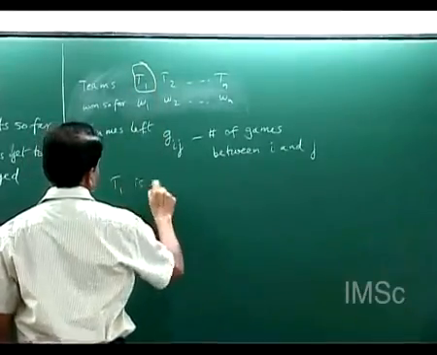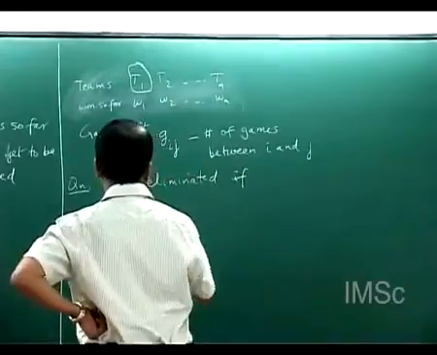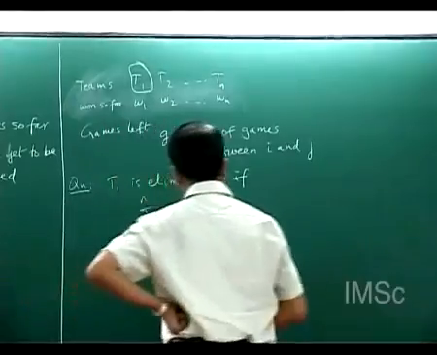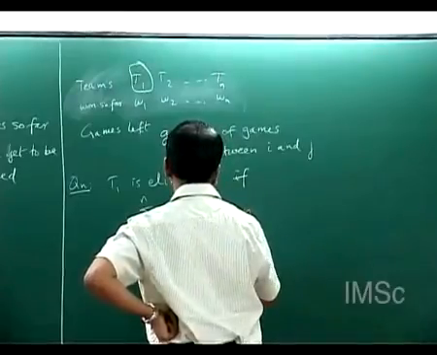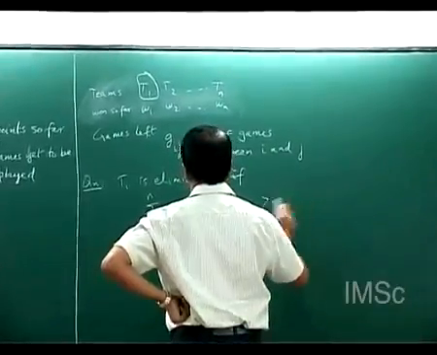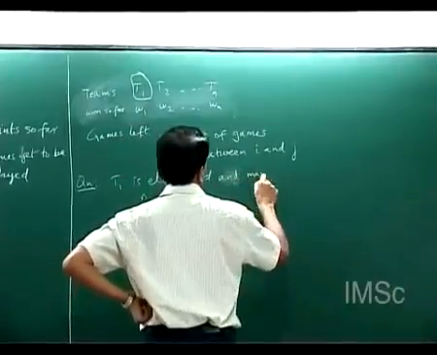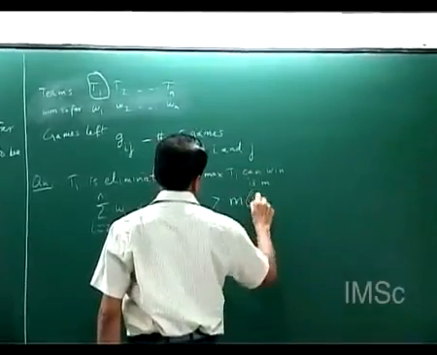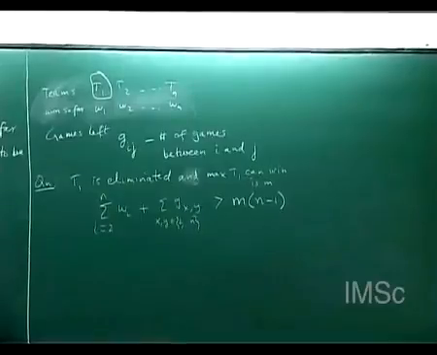So T1 is eliminated if the summation of Wi, i equal to 2 to n, plus the summation of Gxy, x,y in 2 to n, is greater than, okay, and let us say the max T1 can win is m, yeah. So this is the general statement out of this.